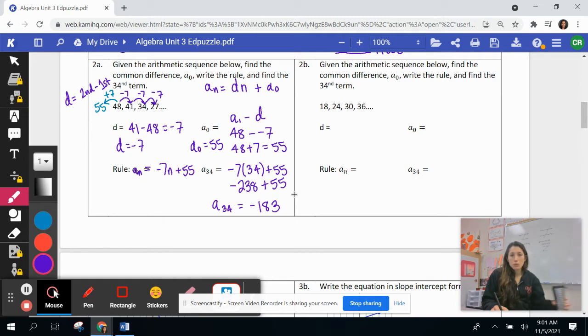Okay, on question 2b, go ahead and tell me the common difference, the a sub 0, complete the rule, and give me a sub 34.